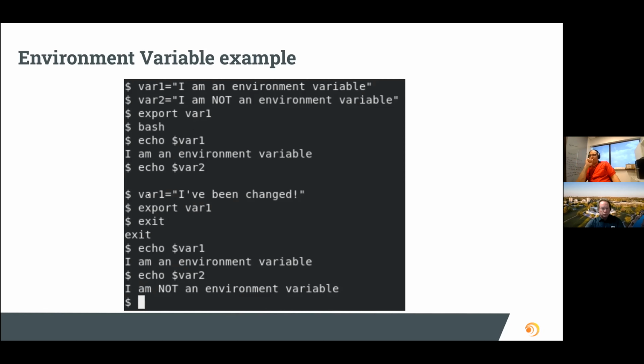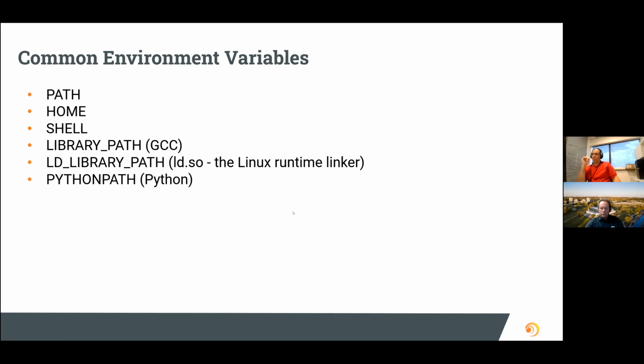Now I redefine var1 in this child process, export it, and then I exit, and now I'm back at the parent shell. If I do echo var1, you can see it's still its original value, because a child process can't change an environment variable of the parent process. Then I do echo var2, and you see that it is still defined, but it wasn't available to the child process. And this is important because, well, never mind, I'll get to that later.